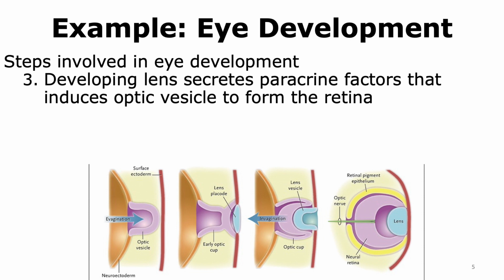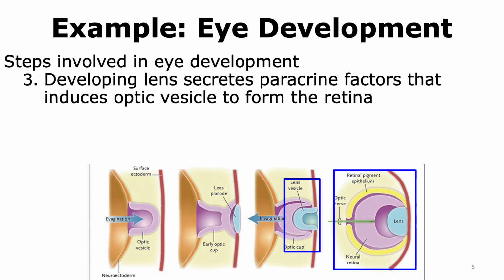Now, interestingly, the developing lens will in turn secrete paracrine factors that induce the optic vesicle to form the retina. When we look at the figure, we can see that the part of the ectoderm that's forming the lens will secrete paracrine factors that cause the optic vesicle to undergo changes and go through the process of induction to form the retina, which is what is shown in the next figure.